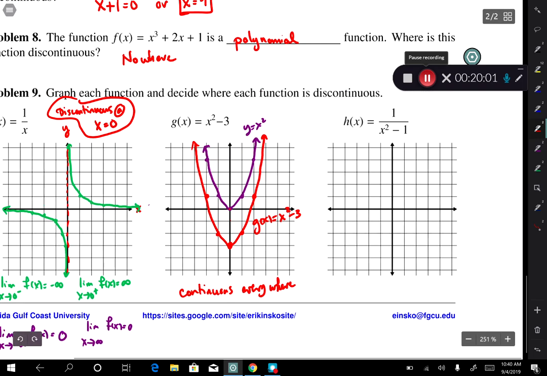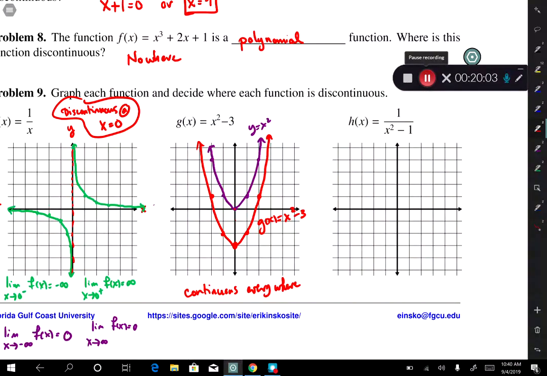Okay, now the last curve is h of x equals 1 over x squared minus 1. And so again, you can create a table and plot some points, or you can try to decide where the horizontal and vertical asymptotes are, and that may help too. So I'm going to start off by saying, okay, when is the denominator equal to 0? That's when x squared equals 1, so that's either x equals plus or minus 1. So those are my vertical asymptotes.